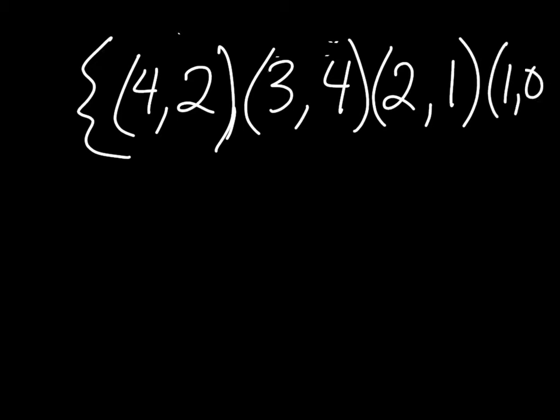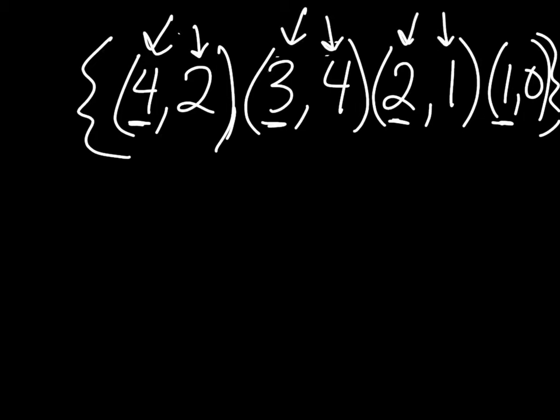Let's do one more. Alright, so for every x value right here, I can tell you this is a function because I don't have any repeats. So whenever x is 4, y equals 2. Whenever x is 3, y equals 4. And so on and so on. When x equals 1, y equals 0. Another thing I need to point out: it does not matter if these numbers repeat. The y's can repeat all they want. But as long as the x's don't, then we have a function.